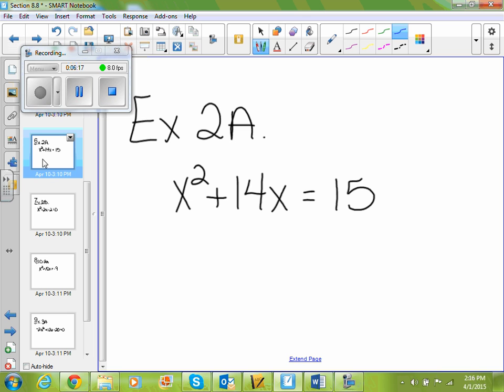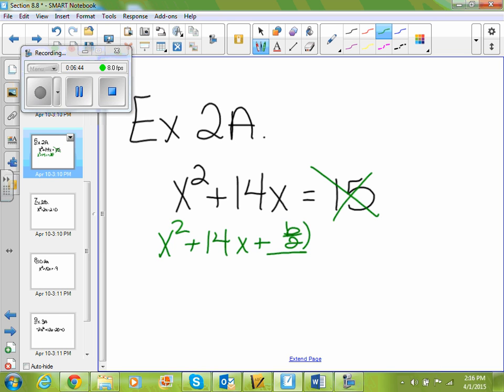So let's look at 2a, x squared plus 14x equals 15. Okay, well, we're going to ignore this 15 for a moment, and we're going to look at just the x squared plus 14x. So x squared plus 14x plus some blank. Well, how do I find that blank? (b over 2) squared. Okay, and what's my b? 14, so (14 over 2) squared, which is 7 squared, which is 49.